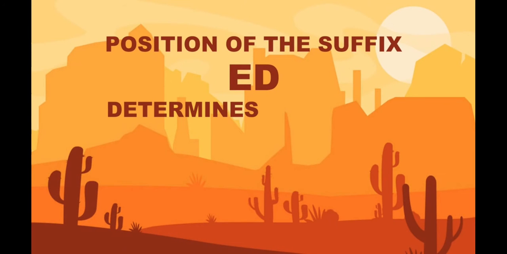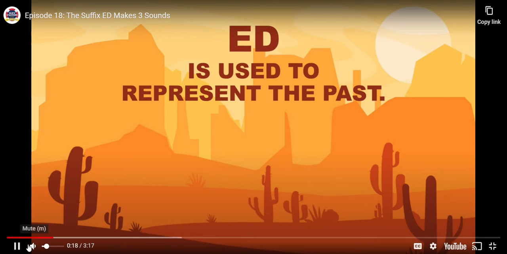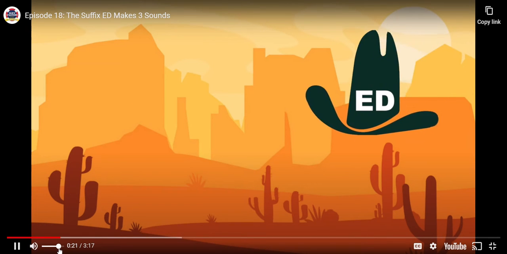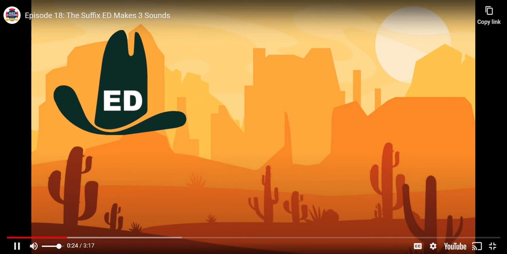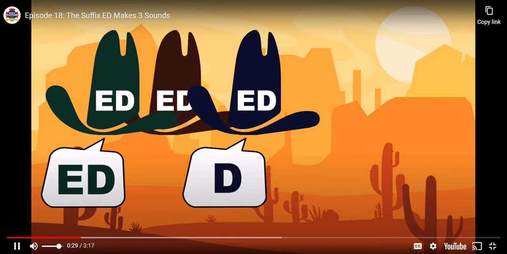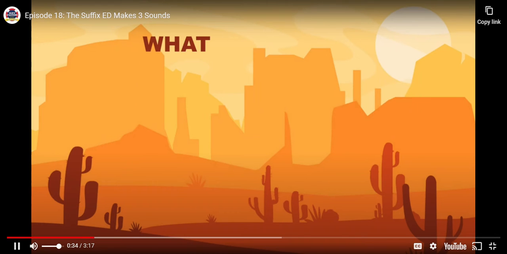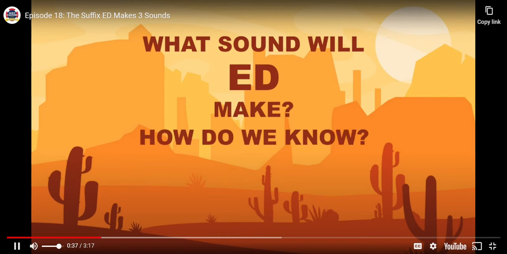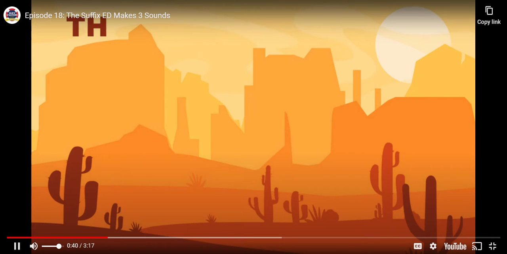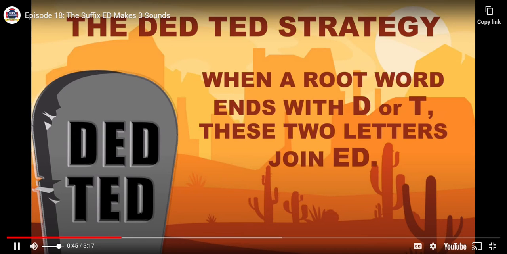Of the suffix. How do we know? The dead TED strategy. When a root word ends with D once, these two letters join.